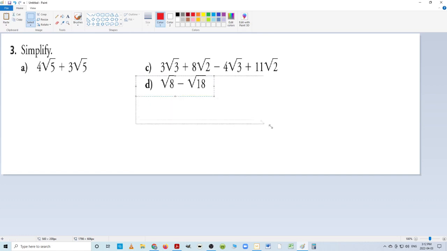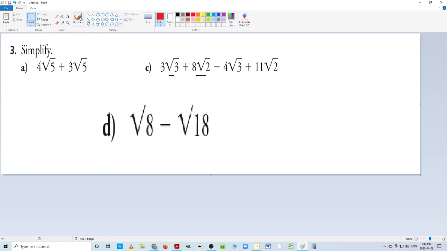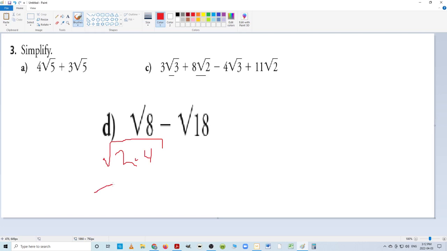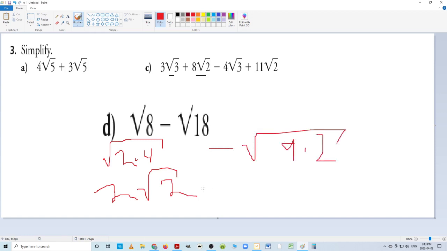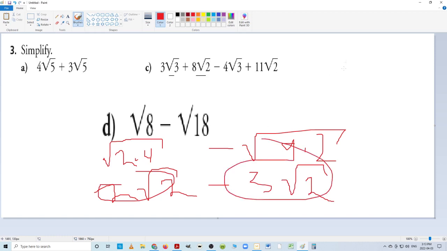And then this one, they obviously wouldn't give this to you unless there was a trick. And you can't really do much with this. So you got square root of 2 times 4 times the square root of 4. What's the square root of 4? It's 2. So 8 simplifies into 2 square root of 2. And then if I look at 18, I can do 9 times 2. And the 9 can come out, so I got minus 3 square root of 2. So suddenly I have 2 apples minus 3 apples, which is minus 1 apple.